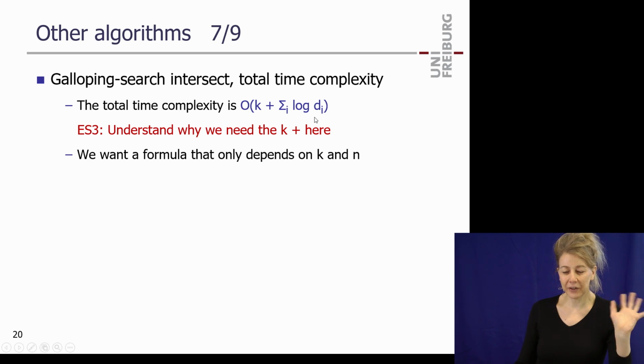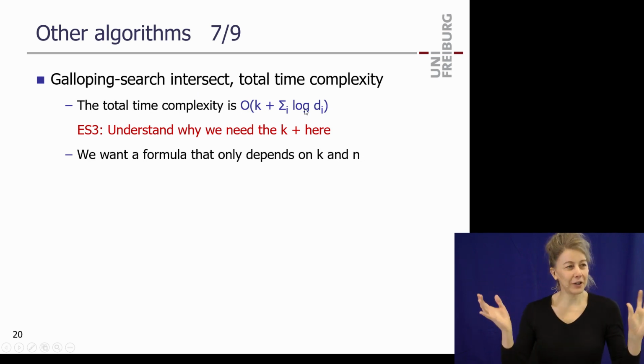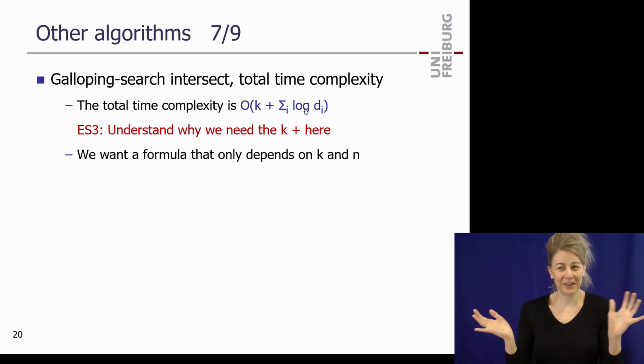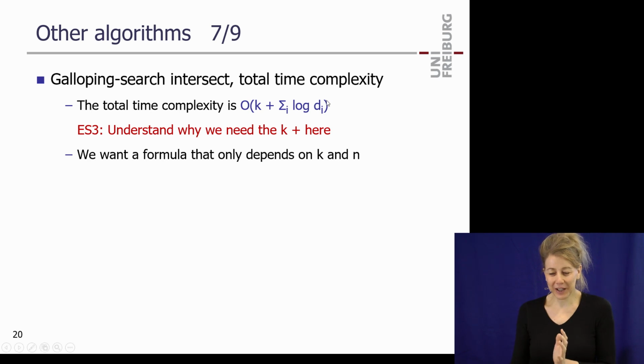This is an unsatisfactory running time, right? It's k plus depending on some numbers, and I don't know what they are. It's numbers which are well defined, but I don't know them. And in particular, is this good or bad? I don't know, right? It's k plus some log of some d_i. Is this now better or worse than what we have seen before? We don't know.